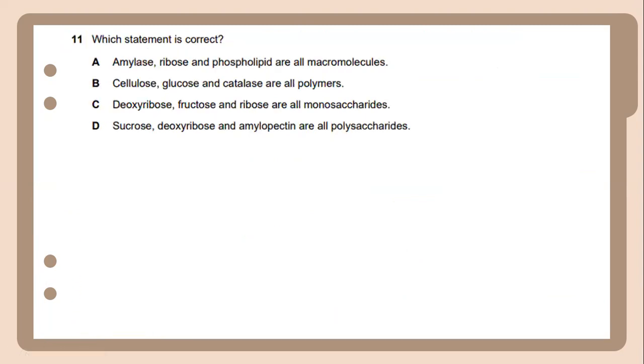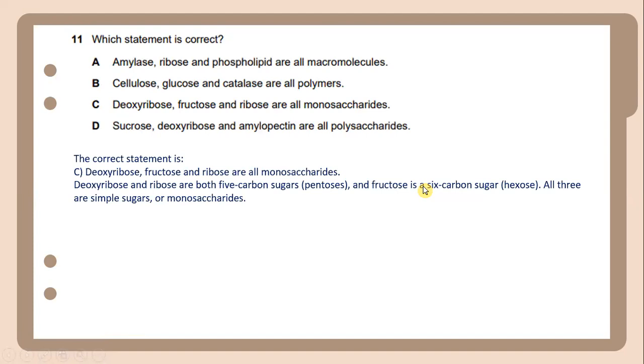Which statement is correct? The correct statement is D. Deoxyribose, fructose, and ribose are all monosaccharides. Deoxyribose and ribose are both 5-carbon sugars, pentoses, and fructose is a 6-carbon sugar, a hexose, and all three are simple sugars or monosaccharides.